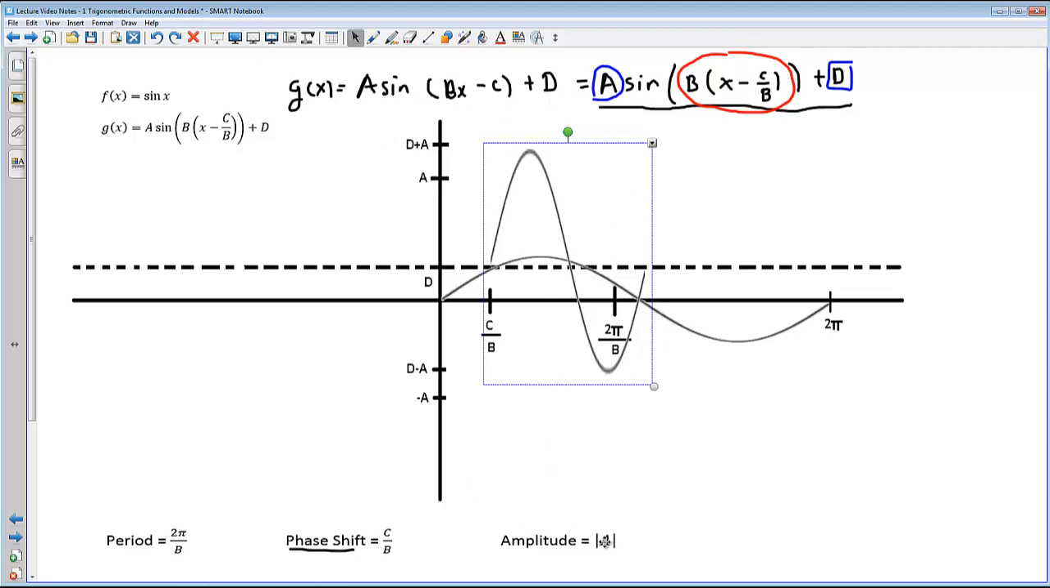So basically, it has an amplitude of a. The height from here to here is a. The height from here to here is a. It has a new period of 2 pi over b, so you can see we compressed it a bit. And it has a phase shift of c over b.